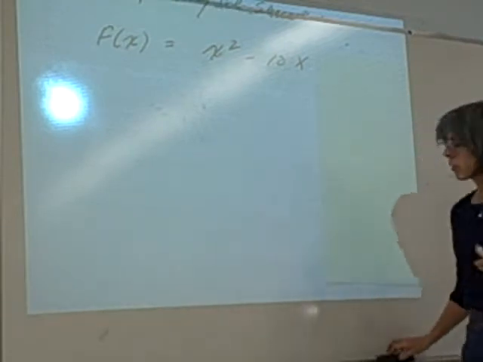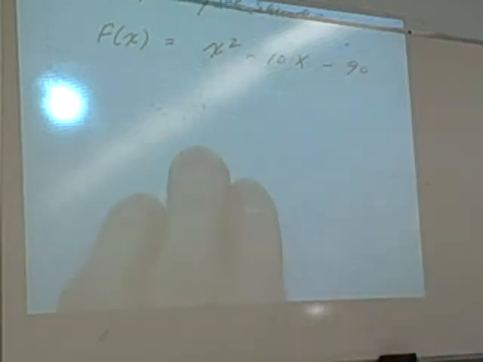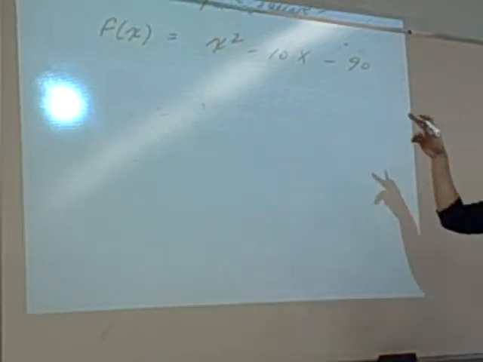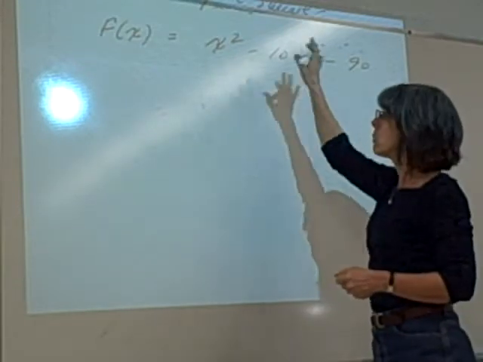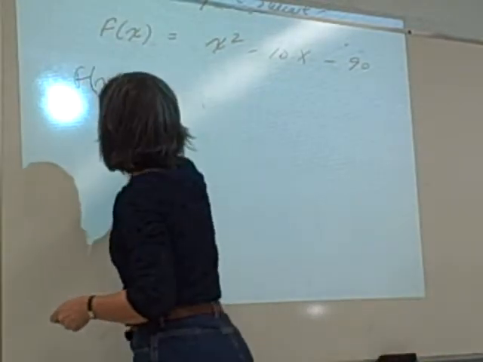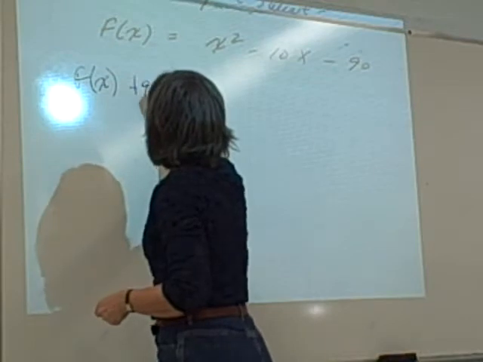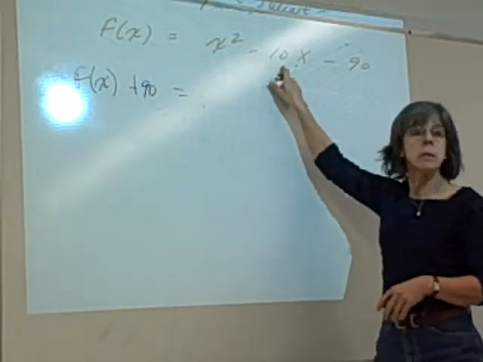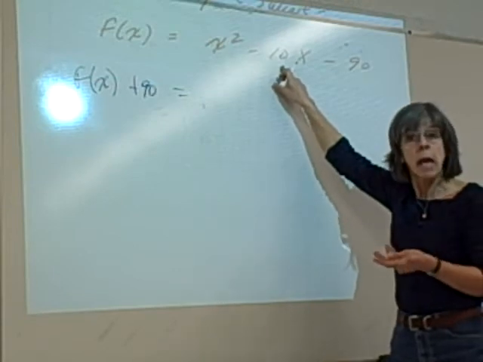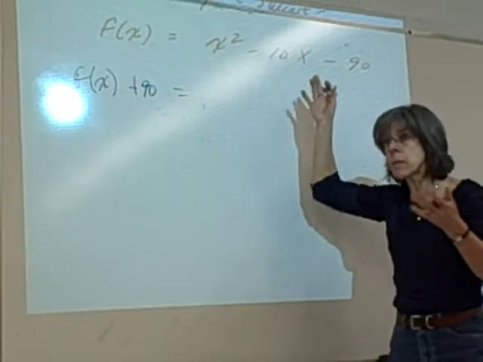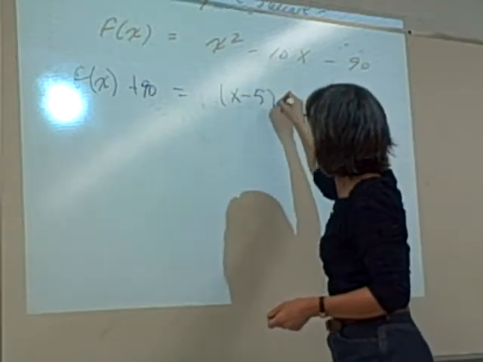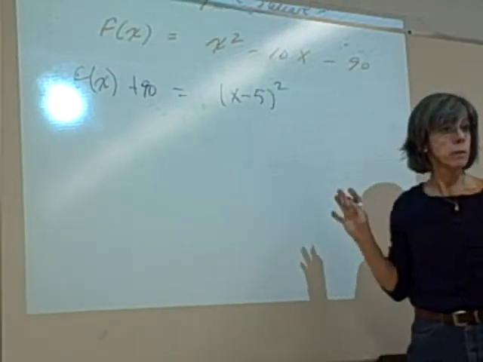So in this particular case, this one was a minus 90. So what do we want to try to do? Add it to the other side. Okay, we're going to move it over. So I have f of x plus 90 is equal to, now what am I going to do to this? I'm splitting it in half, and it happens in this case to be negative 5. So I have x minus 5 squared.